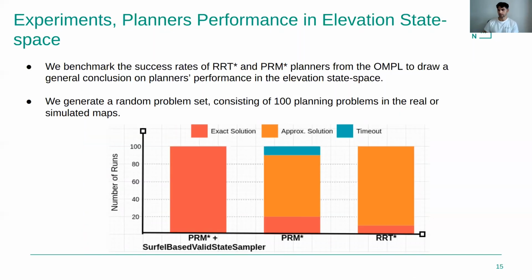So the robot keeps following the planned path and successfully reaches the goal. We realized that once we use the valid surfel-based state sampler, the success rates of motion planners increase dramatically. PRM star here increases its solution rate by up to 5 times, thanks to the availability of surfels.